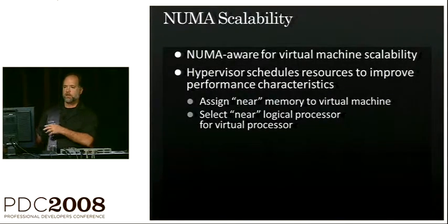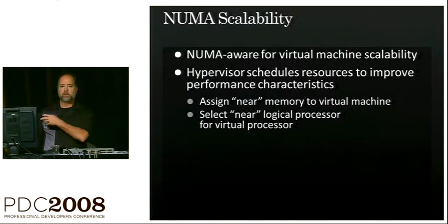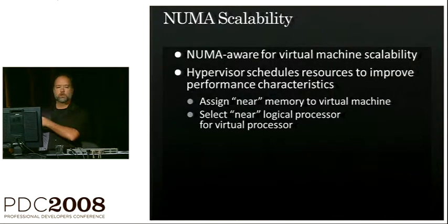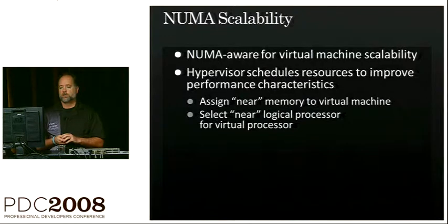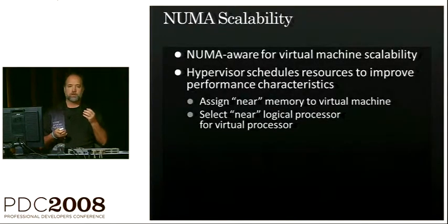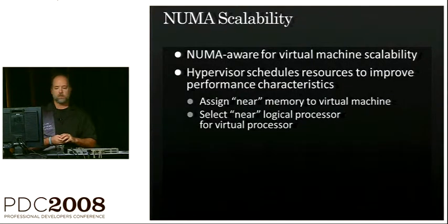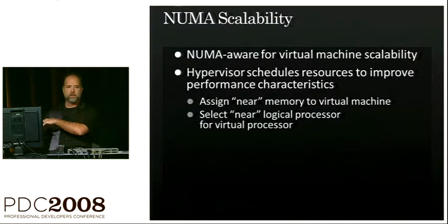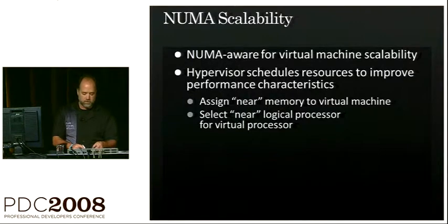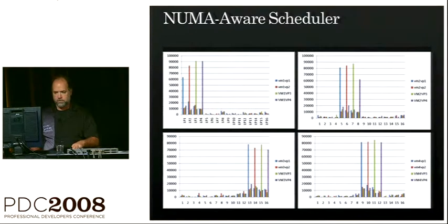Similarly, the hypervisor strives to keep virtual processors, threads of execution, close to their memory. So when a virtual processor is ready to run, the hypervisor tries to find a logical processor that's available in that virtual machine's ideal NUMA node, and again goes to the nearest NUMA node if necessary. This leads to very good NUMA performance, as you can see on this slide.